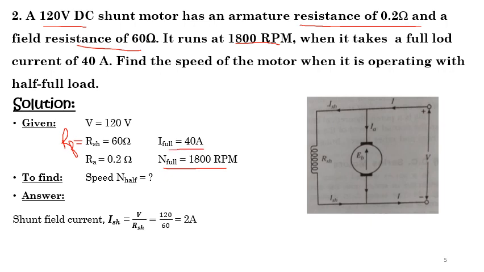Find the speed of the motor when it is operating with half load. So you have to find out what is the speed for the half load. So let me specify it as N half so that we can be clear which is the speed for the full load and which is the speed for the half load.